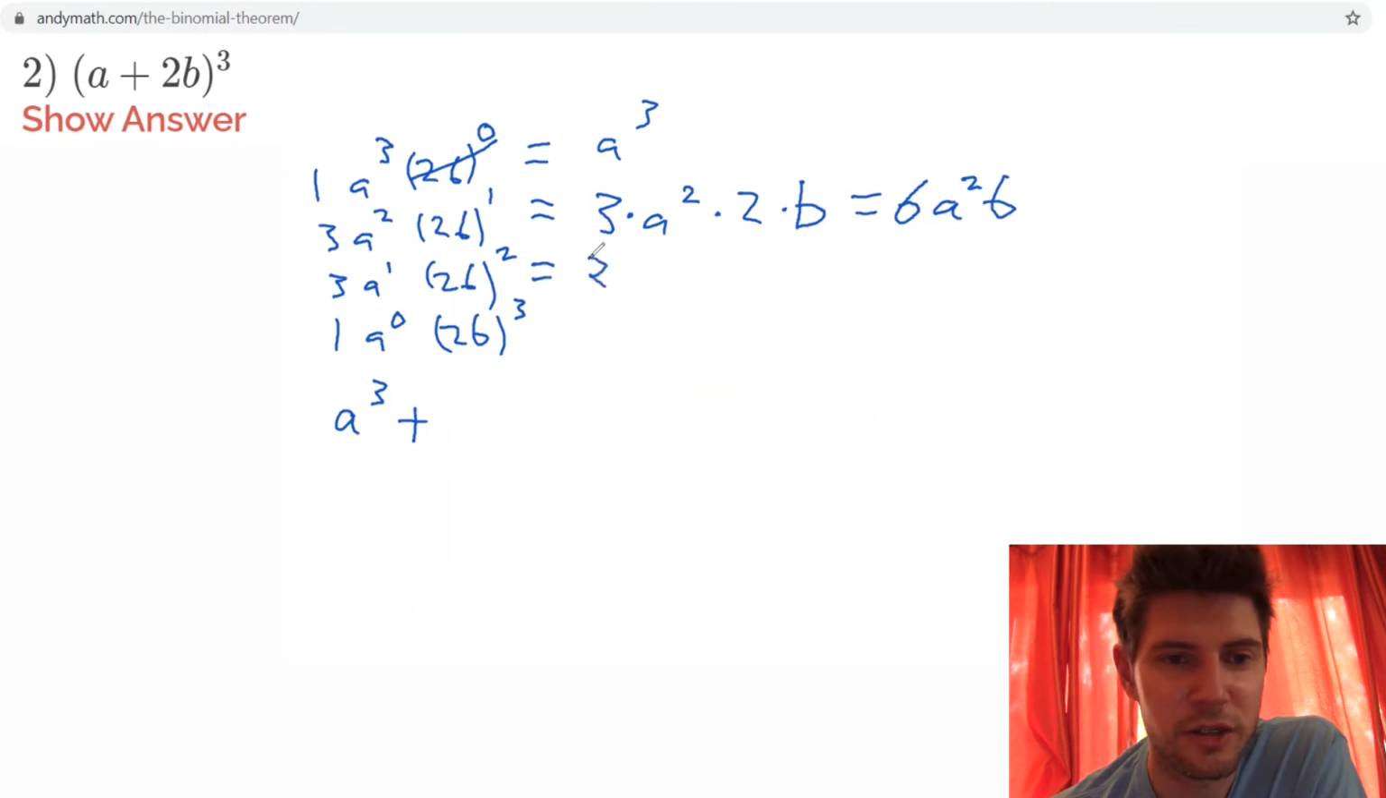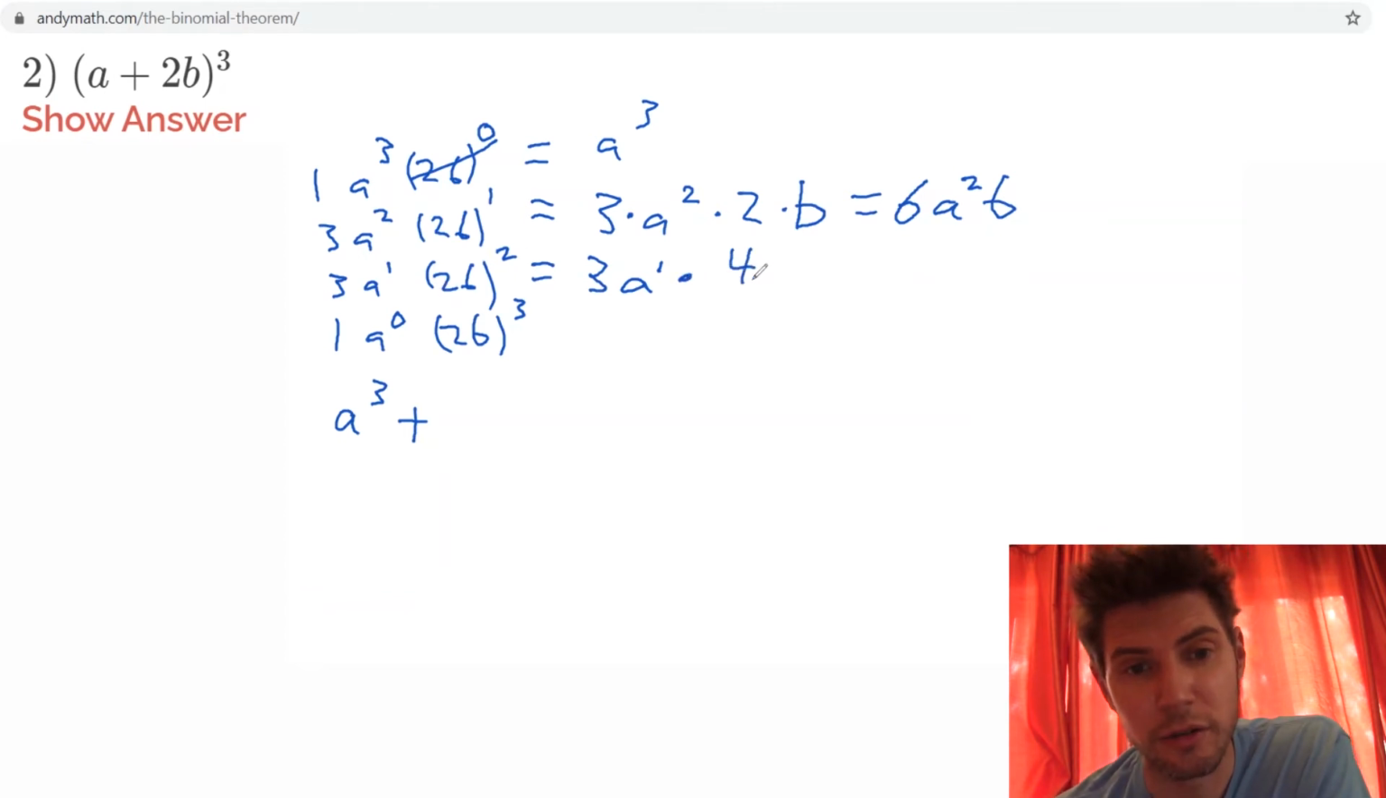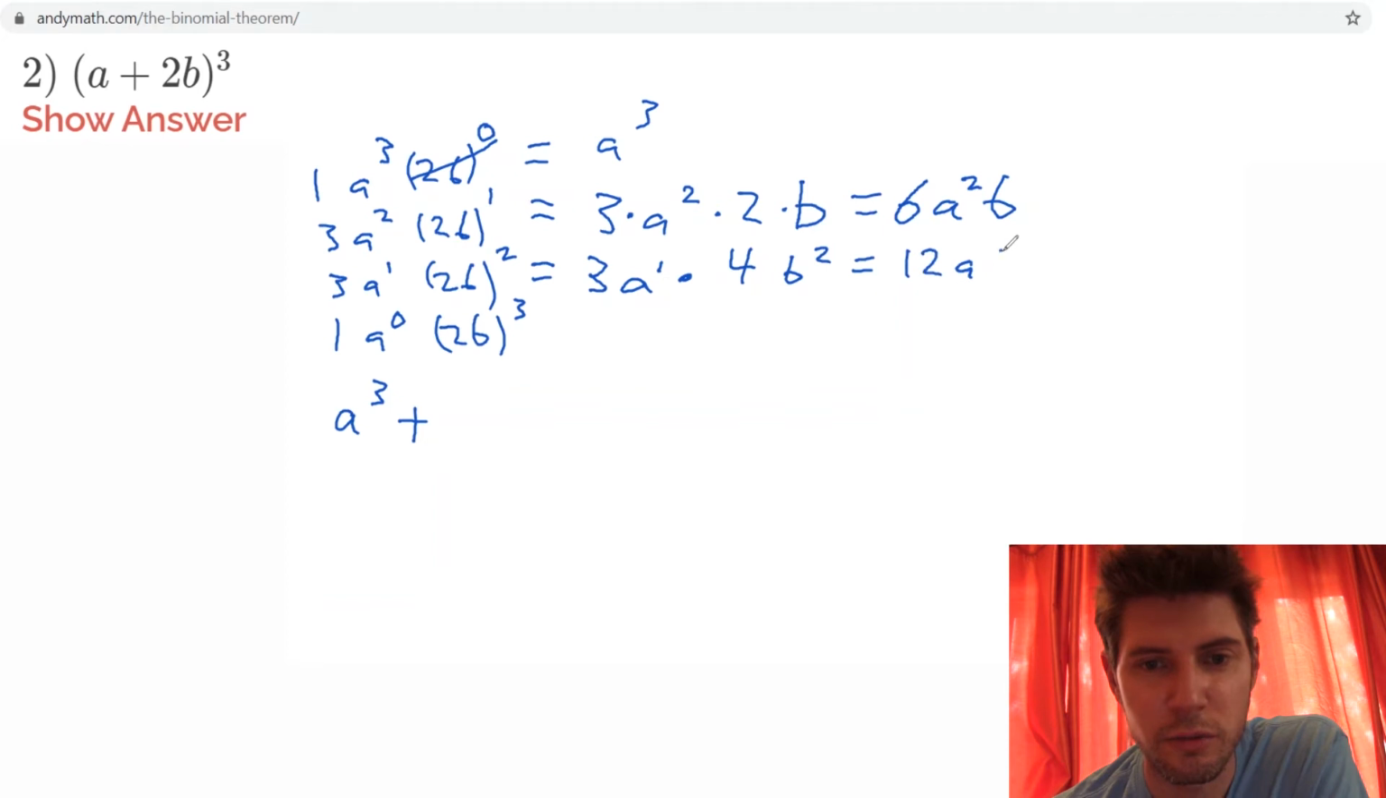And now for the next term, we have the 3 again. This time it's an a to the 1 times, and now this 2 gets squared, so it becomes 4b squared, because the b also gets squared. And we can simplify this to give us 12ab squared. And for the last one, the a to the 0 is just 1, and the 1 is just 1. So 2 cubed is 8. So it's 8b cubed, and these are our 4 terms.